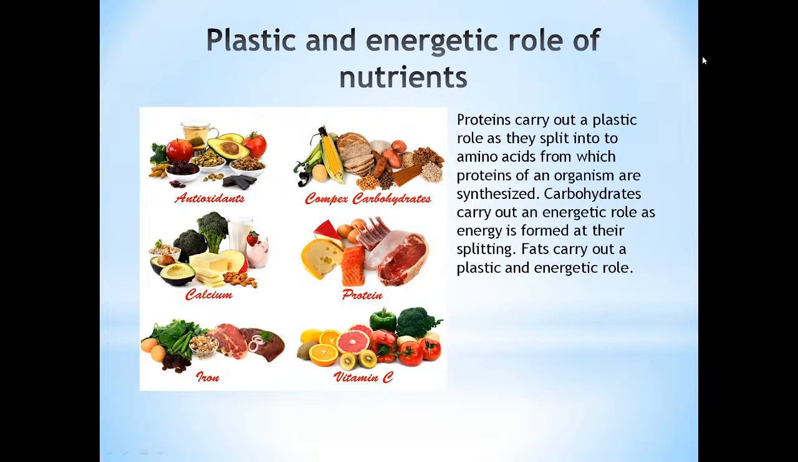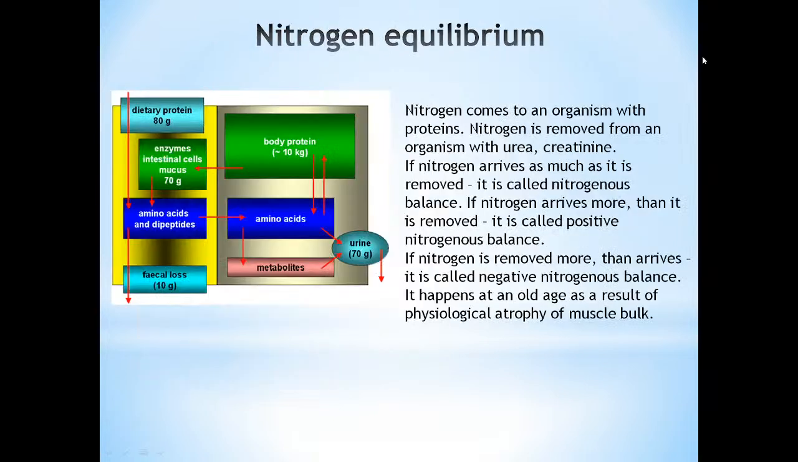Nitrogen equilibrium. Nitrogen comes to an organism with proteins. Nitrogen is removed from an organism with urea, creatinine. If nitrogen arrives as much as it is removed, it is called nitrogen balance. If nitrogen arrives more than it is removed, it is called positive nitrogen balance. If nitrogen is removed more than arrives, it is called negative nitrogen balance. It happens at an old age as a result of physiological atrophy of muscle bulk.